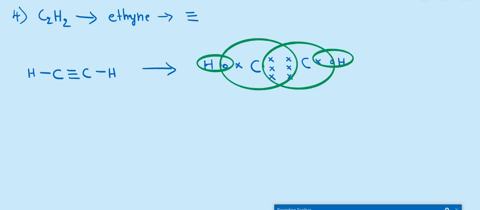So in this class we learned the dot structure of methane, the dot structure of ethane, the dot structure of ethene, and the dot structure of ethyne. This is a very important question in your examination.